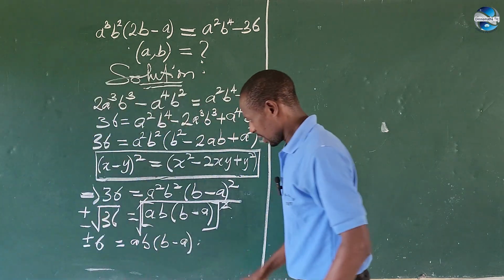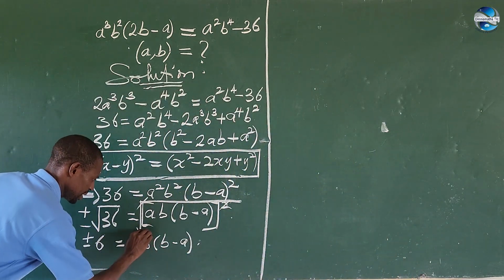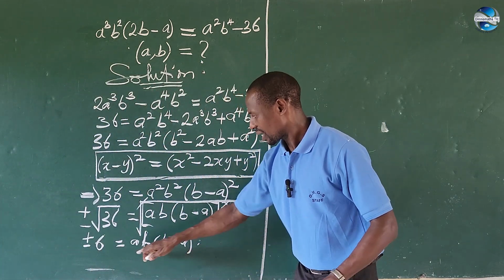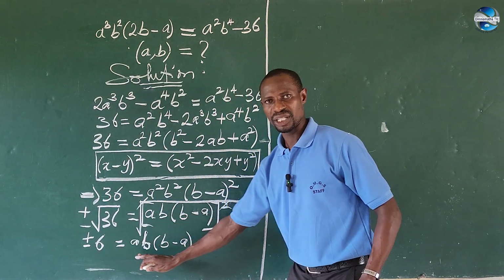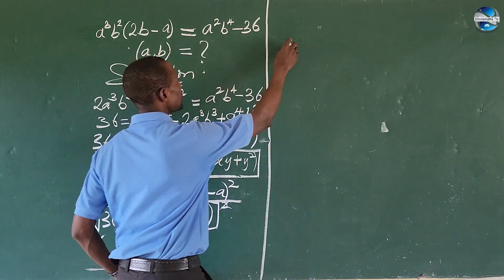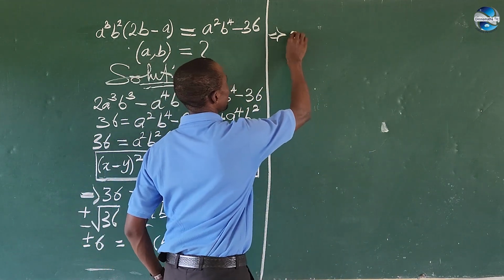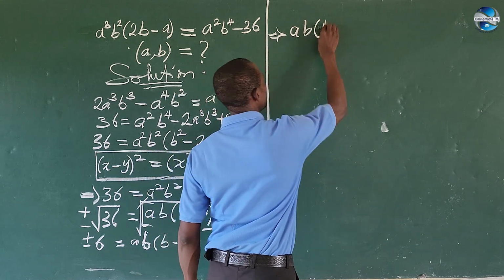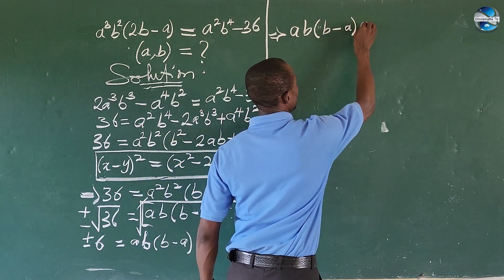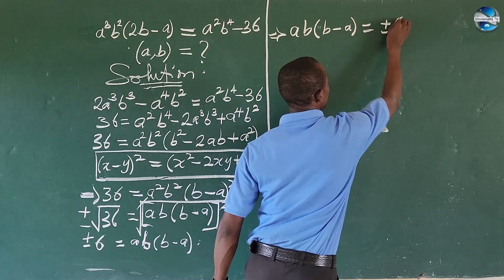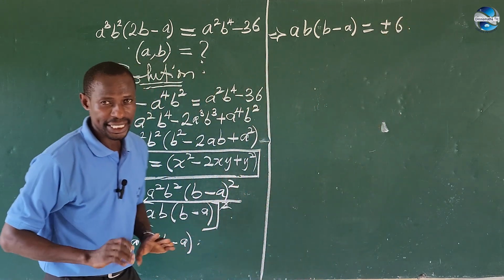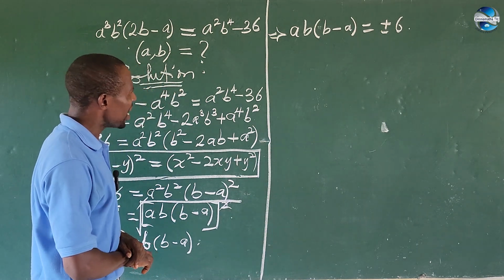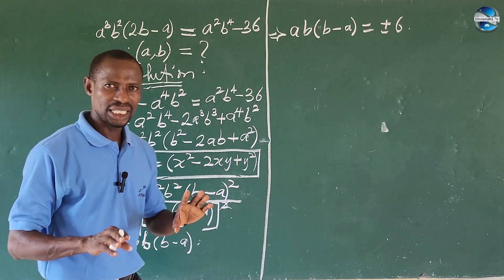Okay, so look at what we have here now. Let me write my b very well, please. Okay, so from here, we can rewrite this expression in this format. So this now implies that a b (b minus a) is equal to plus or minus 6. Easy. Okay, so now if you look at this expression very well, we have two cases from here.